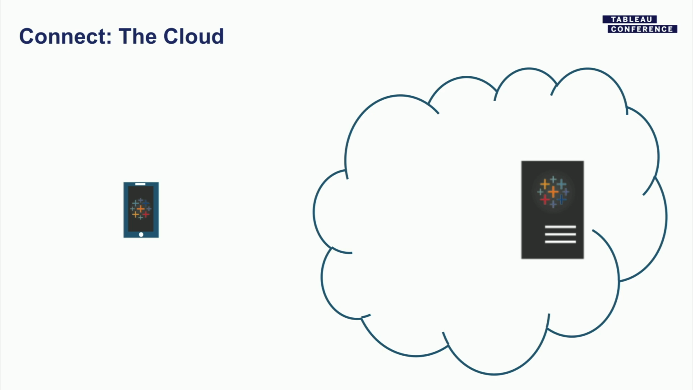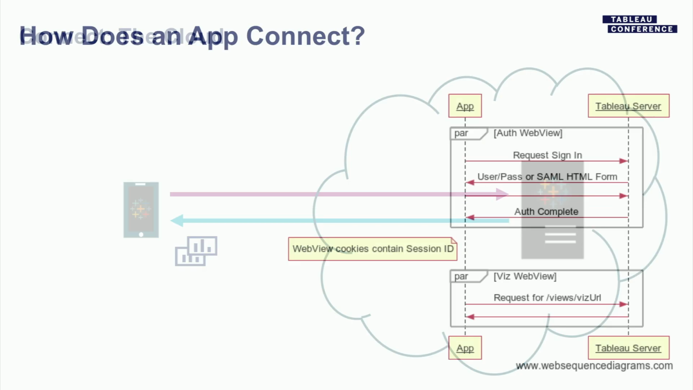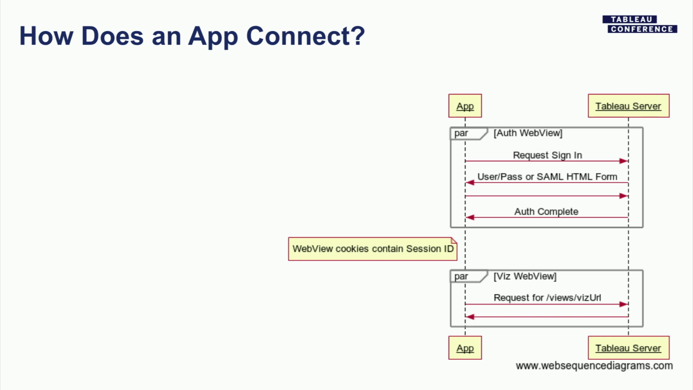A cloud connection is relatively straightforward. If you're connecting to Tableau Online, there generally isn't a firewall in the way. The Tableau server can just hand back the viz. So these diagrams are obviously simplified. That purple arrow looks pretty easy, but there's more complexity to it when the app has to sign in. So let's talk about that.